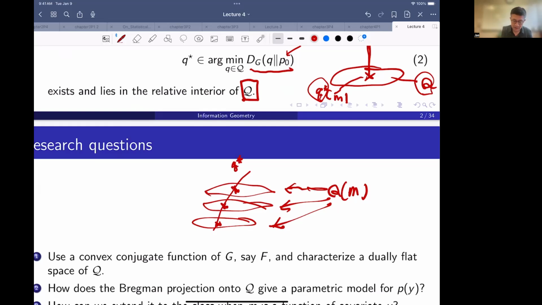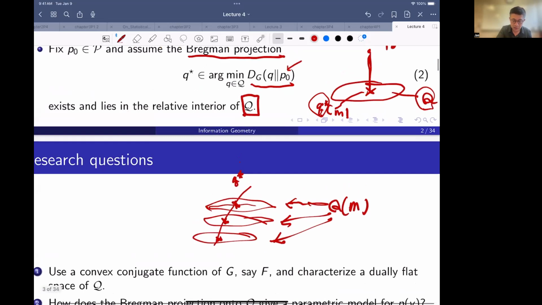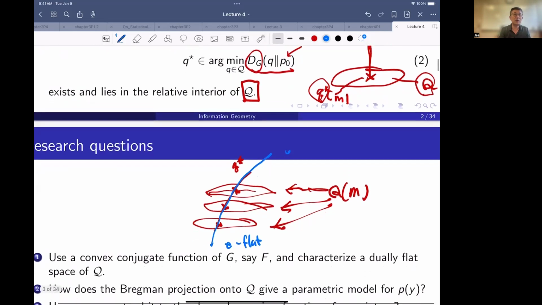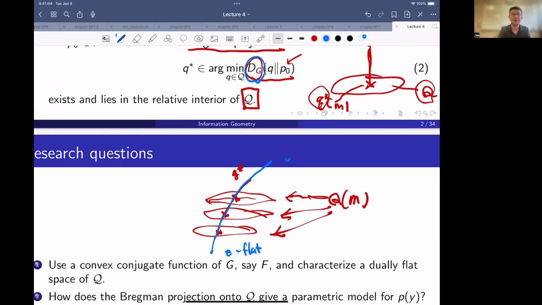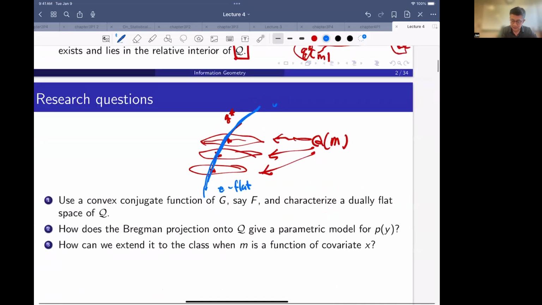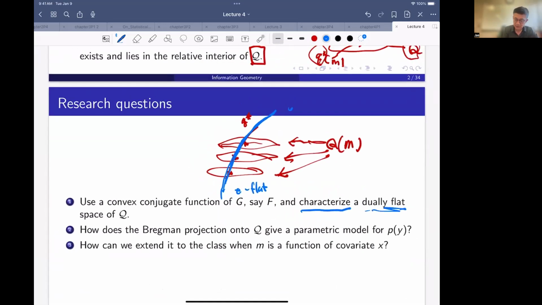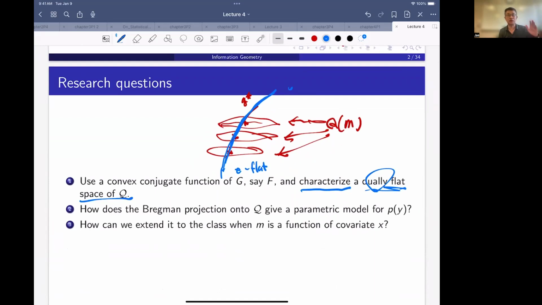So you have an M-flat. If this Bregman divergence is the Kullback-Leibler divergence, then this path is actually E-flat, basically an exponential family, right? But now we want to generalize it with a more general divergence. Then this path is not really an E-flat path, but a different path. So we want to characterize it. This is another flat space, a dually flat one, because Q itself is flat.